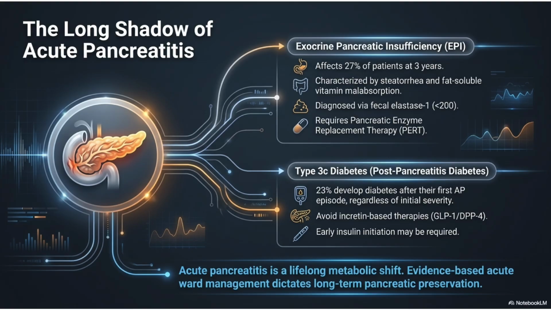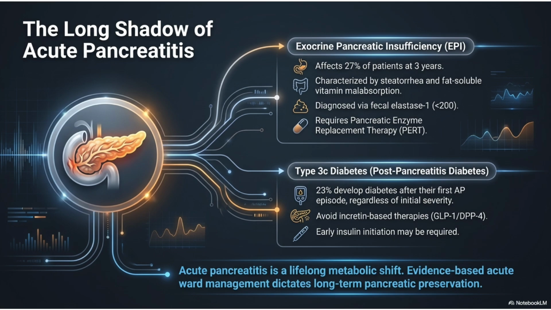You also have post-pancreatitis diabetes. It's a type 3C diabetes. 23% of the patients are going to develop this condition. You avoid incretin-based therapies like GLP-1 and DPP-4s, because remember they also carry considerable risk of acute pancreatitis, so don't use that. Early insulin initiation may be required in these cases because the pancreas might be atrophic, and that's how they're developing this diabetes. Acute pancreatitis is a lifelong metabolic shift.